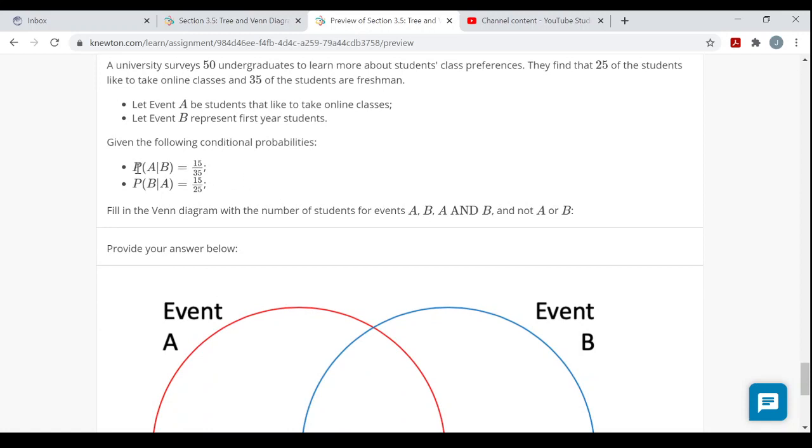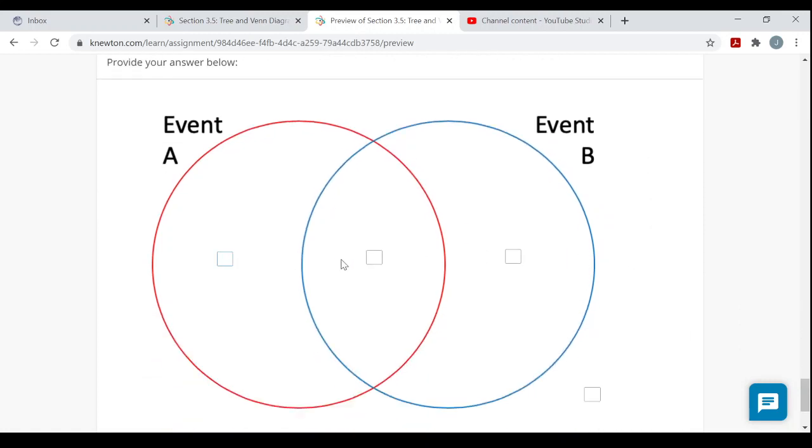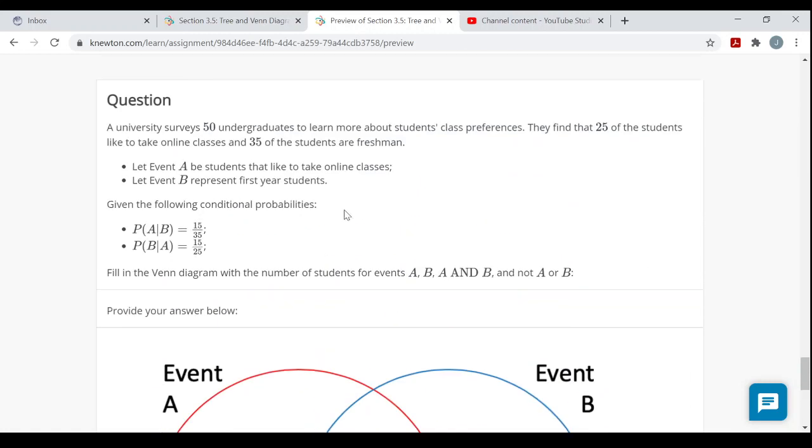So this is the probability of liking online classes given that you're a freshman: 15 out of 35. Whereas the probability of being a freshman given that you like online classes is 15 out of 25. Fill in the Venn diagram with the number of students for events A, B, A and B, and not A or B, the outside one. Whatever happens, all four of these numbers need to add up to 50.